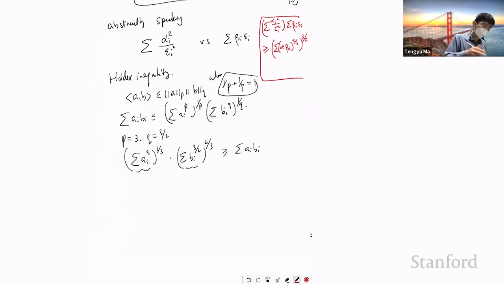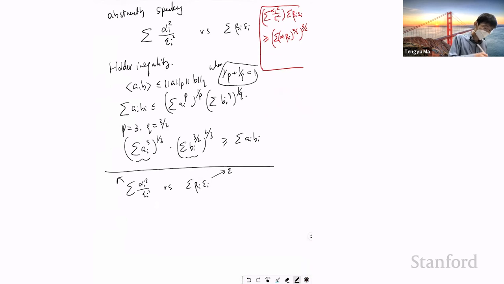So maybe let me do this first. We care about sum of alpha I squared over epsilon I squared versus sum of beta I epsilon I. And this is your epsilon, and this is your covering size, the covering. And what you can do is you can say this times this square.